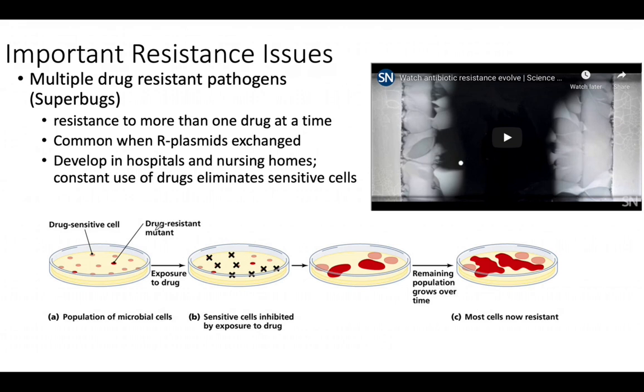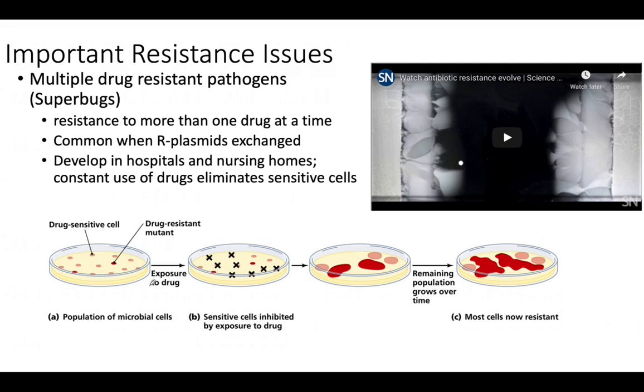And one thing about resistance is the more we use an antibiotic, the faster that we're going to see resistance evolve. Not surprisingly, in hospitals and nursing homes where people are on antibiotics more regularly, we see the evolution of drug-resistant bacteria. One big problem is the development of multiple drug-resistant strains. So one bacteria is resistant to multiple types of antibiotics at the same time. In the news, these are called superbugs. That's not the best term, but if you see it, it's just a multi-drug resistant bacteria.